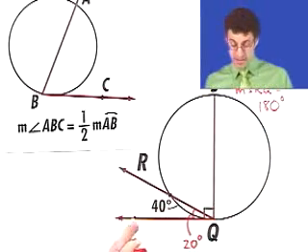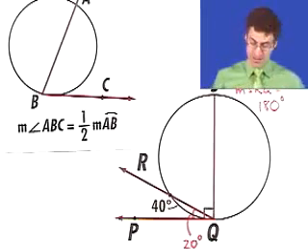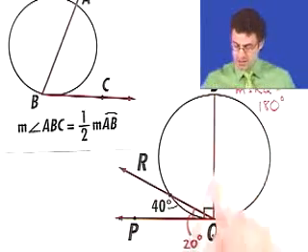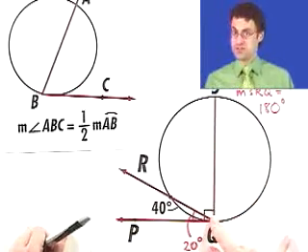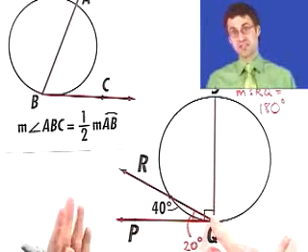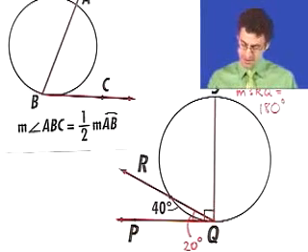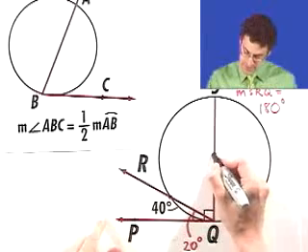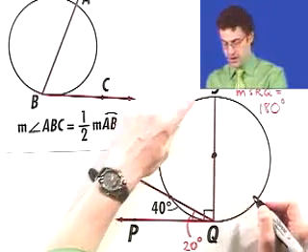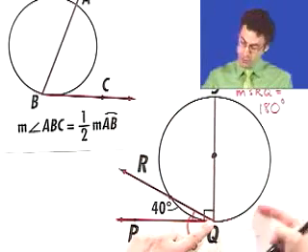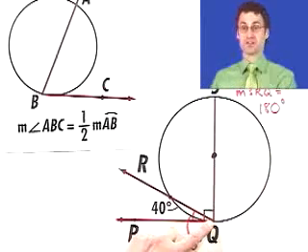Which, by the way, this is not even part of the question, but it tells me that this chord is actually a very special chord. You know what kind of chord this is? This has got to be a diameter. So it has to pass through the very center, because we have 180 degrees here. We know we have 180 degrees here. This is cutting the circle right in half.